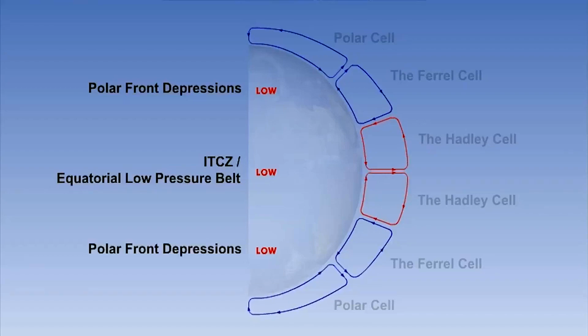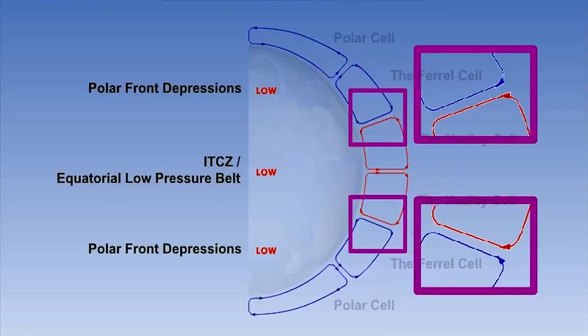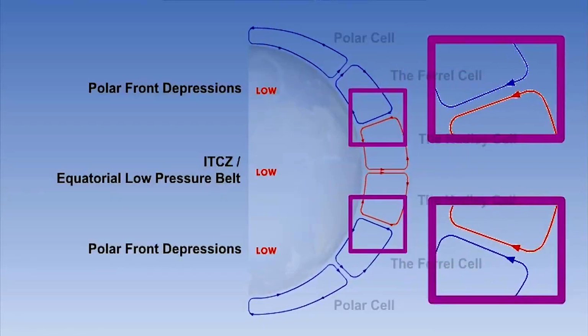There are other areas on this diagram where the airflow is the complete opposite. If we examine the area between the Hadley and Ferrel cells, we can see that this time the airflow in the upper atmosphere is converging and descending. Then, upon reaching the surface, the air diverges.